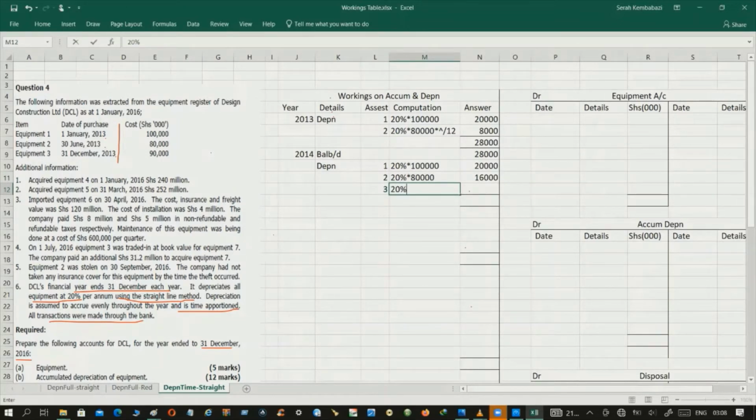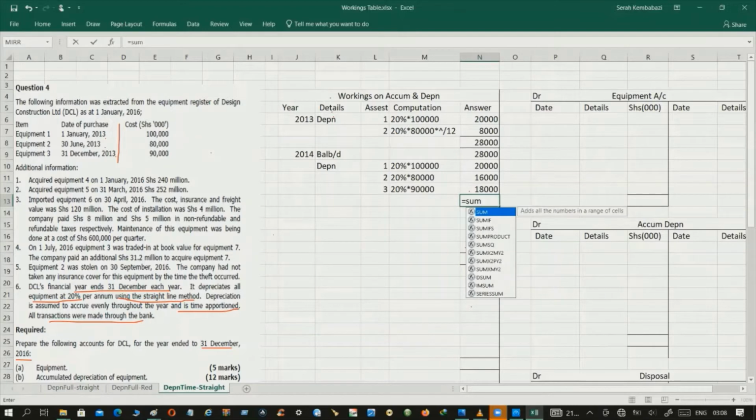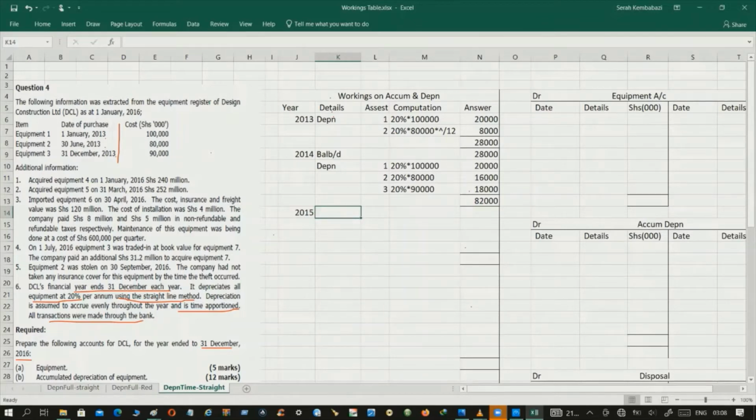Then we'll also bring equipment 3 and accord it full year depreciation because in 2014 we had it for the whole year. When we compute, we'll have an answer of about 18,000, and when you total up, you have a total of 82,000. So that will be our new opening balance at the start of 2015.